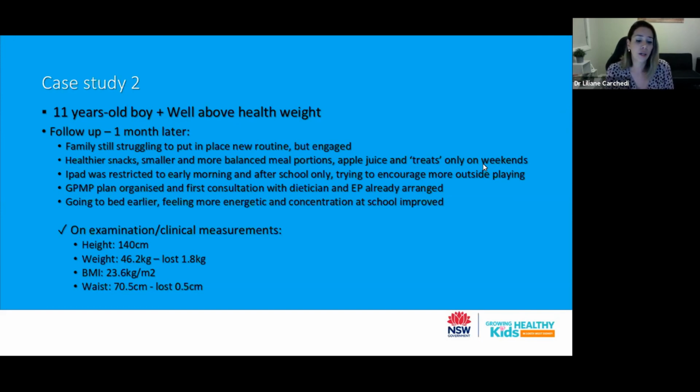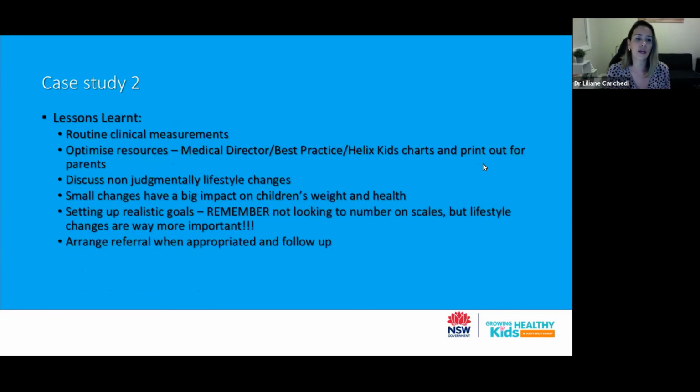And it did work. Look, as I said, don't look at just the numbers on the scales, but look more at the family engagement and the lifestyle change, which is fantastic. If you look at the numbers, he lost 1.8 kilos, which honestly, I'm happy with. He lost something, and the family is trying to go towards a healthier lifestyle. So I was very happy. Mommy was very excited. So I felt it was a very good outcome, just showing that we can do something.